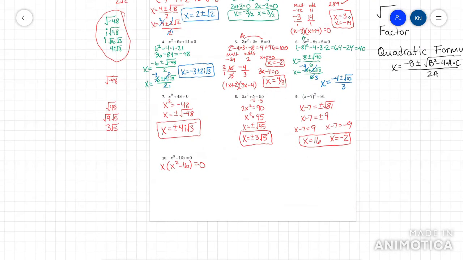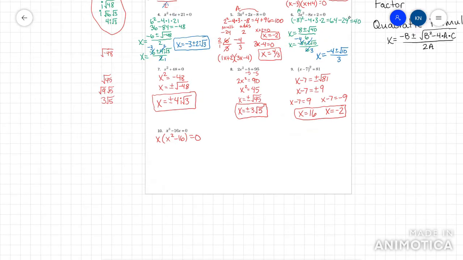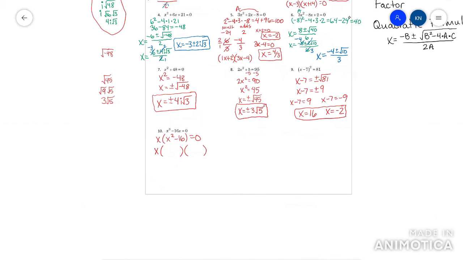Same principle. So this one, you've got your x in front. Do your difference of squares. So it becomes x plus 4, x minus 4, and all this equals 0. Then just go set each factor equal to 0 and solve it like this.